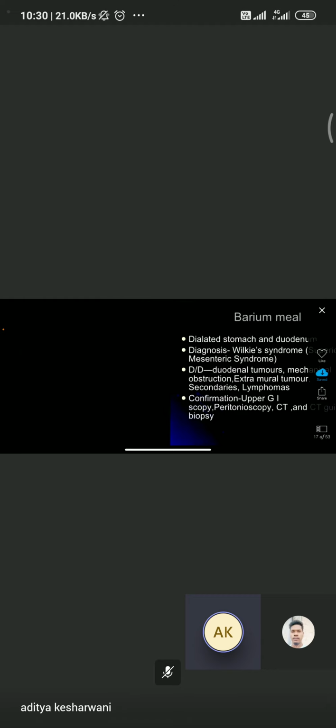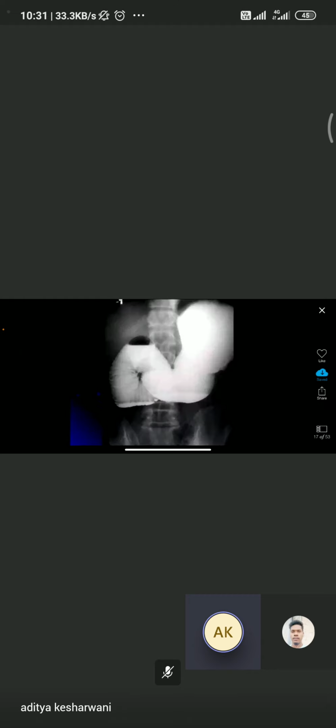Again, this is a barium meal X-ray which shows a hugely dilated stomach. This is the part of the stomach and the first and second parts of the duodenum, which are hugely dilated. Usually, we get this type of picture in case of a duodenal stricture or a duodenal mass or any mass compressing the duodenum from inside or outside.